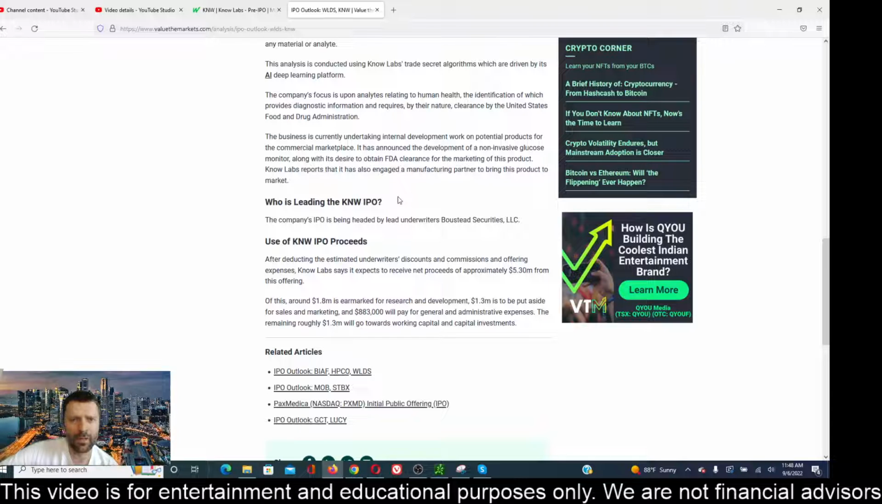So the lead underwriter here is Bausted Securities, LLC. It says the use of the KNW IPO proceeds after deducting the estimated underwriter's discounts and commissions and offering expenses. No Labs says it expects to receive net proceeds of approximately $5.3 million from the offering. Of this, around $1.8 million is earmarked for research and development, $1.3 million is to be put aside for sales and marketing, and $883,000 will pay for general and administrative expenses. The remaining roughly $1.3 million will go towards working capital and capital investments.